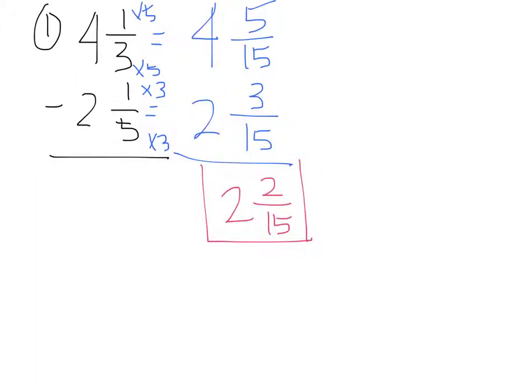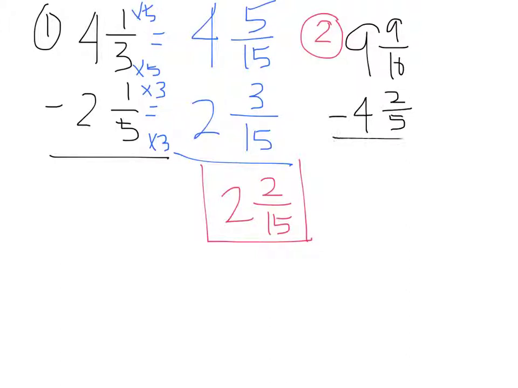Okay, so let's take a look at number 2. Okay? We have 9 and 9/10 minus 4 and 2/5. Okay? So I'm not able to do this problem yet because I have different denominators. Are they multiples of one another? Yes. Alrighty. Okay. So 5 is a factor of 10. So we're going to change this into tenths. Okay. So how many times does 5 go into 10? 2. Times 2. 2 times 2 is 4.